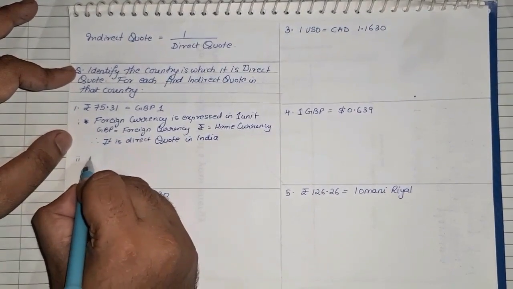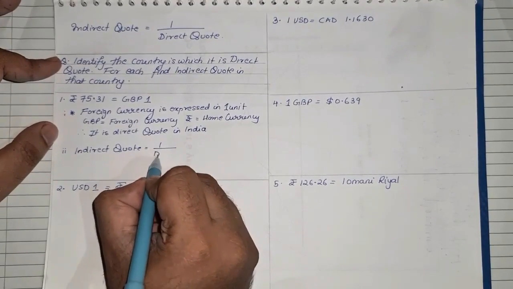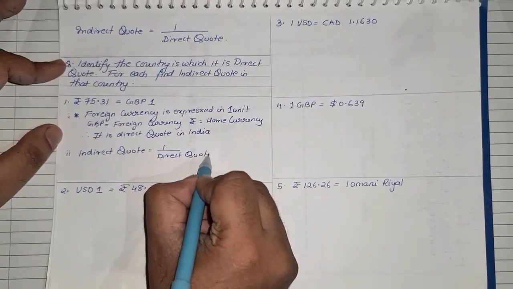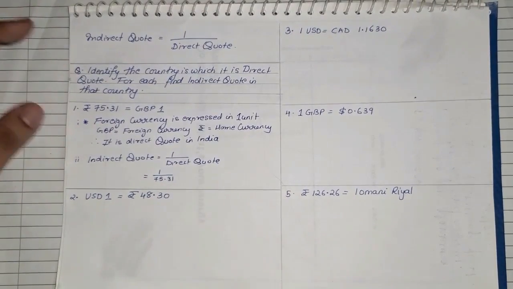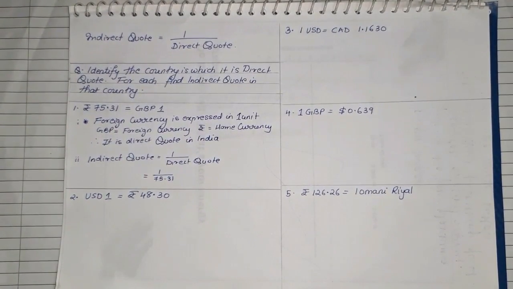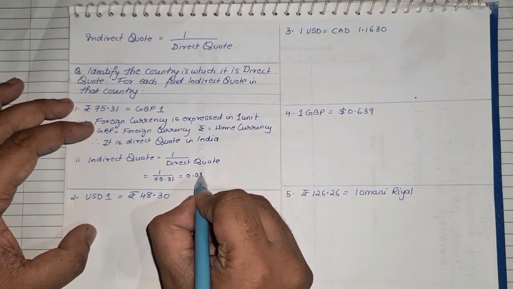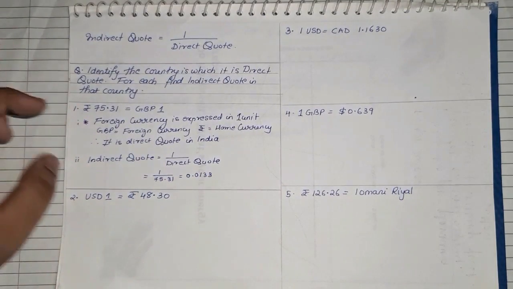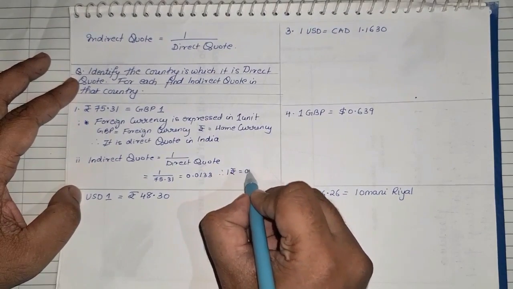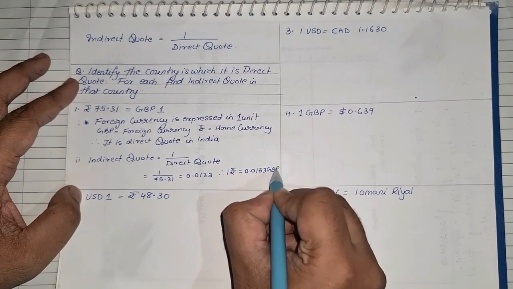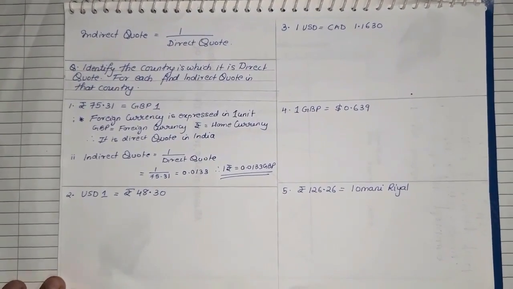Now second, we need to find the indirect quote. So indirect quote is equal to 1 upon direct quote, which is equal to 1 upon 75.31, since the direct quote was 75.31. So I will divide that. So we'll get 1 divided by 75.31. So I get that value as 0.0133. Okay, so I can finally frame it as, therefore, 1 rupee is equal to 0.0133 GBP. That's our final value. Okay, again very simple.